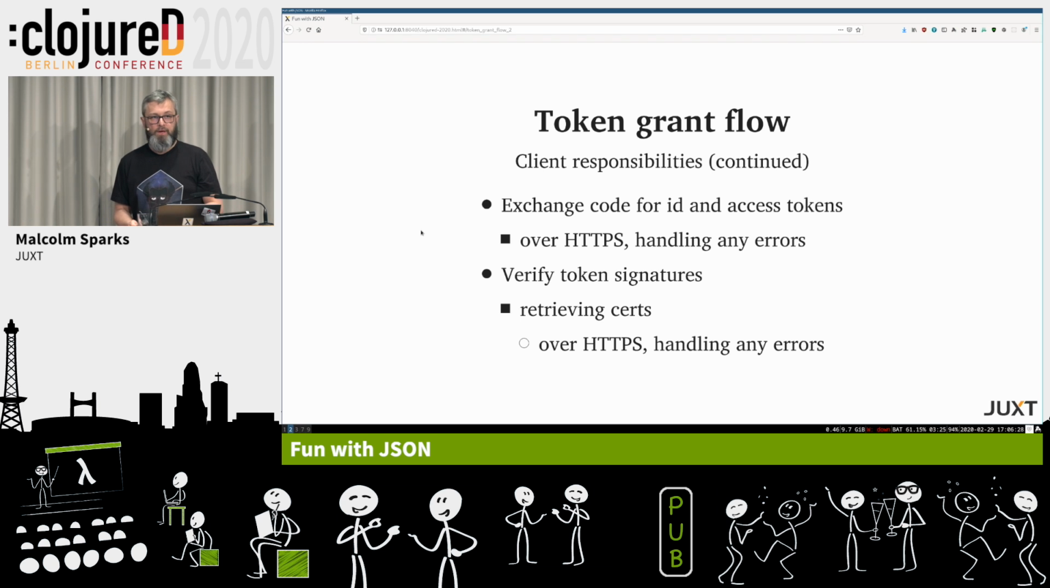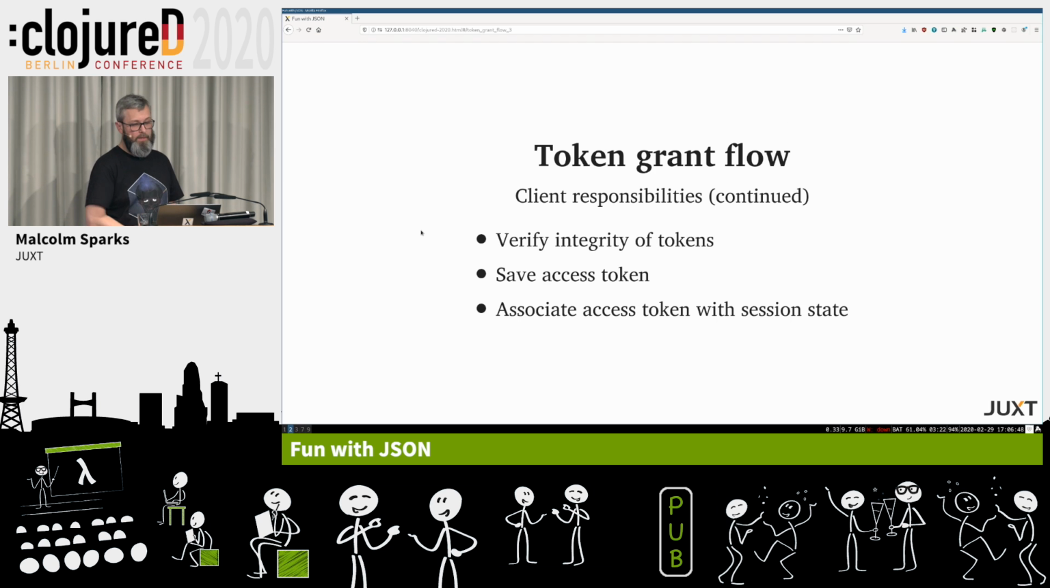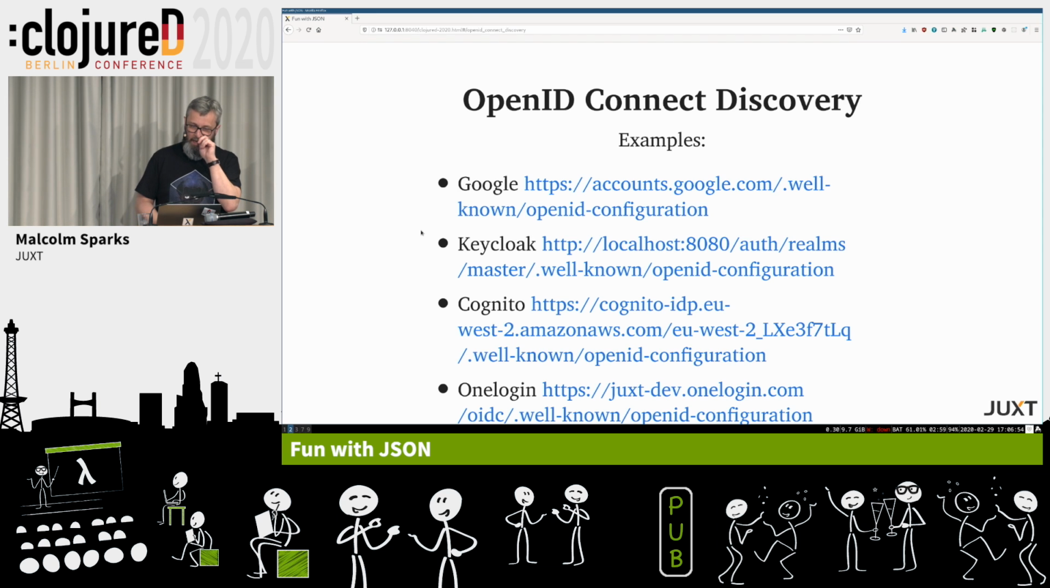Then if you do get an access token back, you have to verify it. And how you verify it, you need to verify it with a certificate. Where do you get the certificate from? Over HTTPS again. You have to download the key, verify. And there's a lot of work to do this. It would be really useful to have all this stuff done for you in a library. You have to verify the integrity, then you have to save the access token, and onwards and onwards.